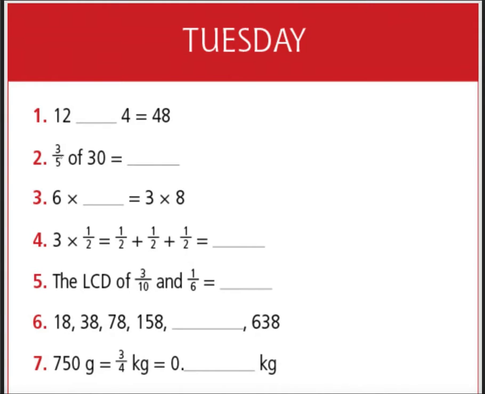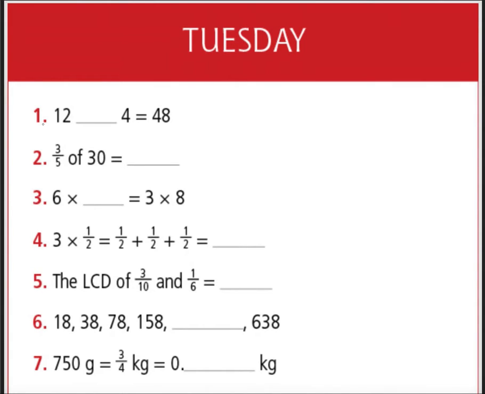Question 2, we're asked to find a fraction of 30, and the fraction we're asked to find is 3/5. So we divide by the bottom, multiply by the top. So we're going to take 30, divide it by 5, take that answer and multiply it by 3, and that'll give us 3/5 of 30.